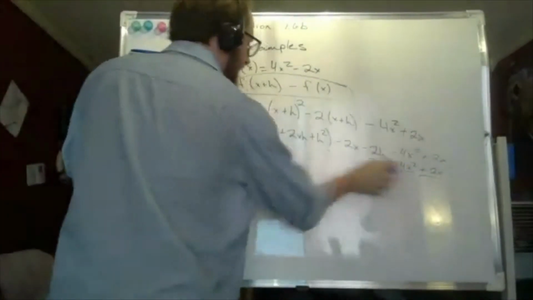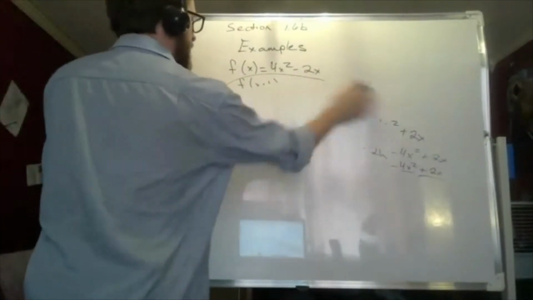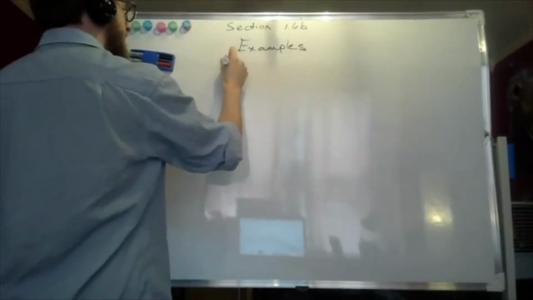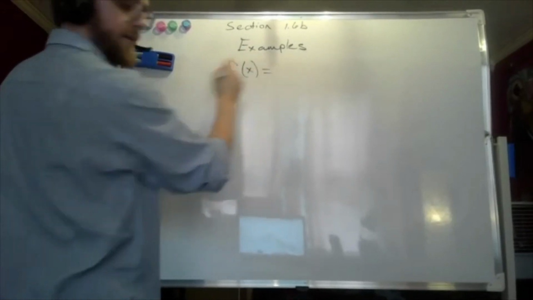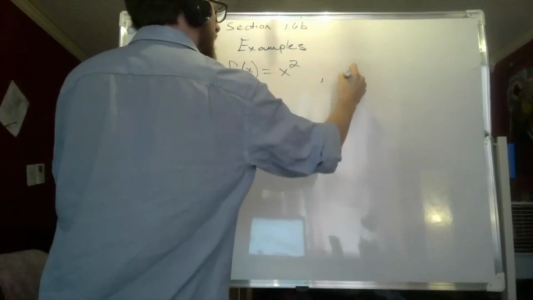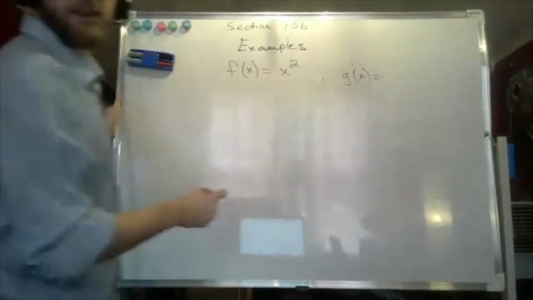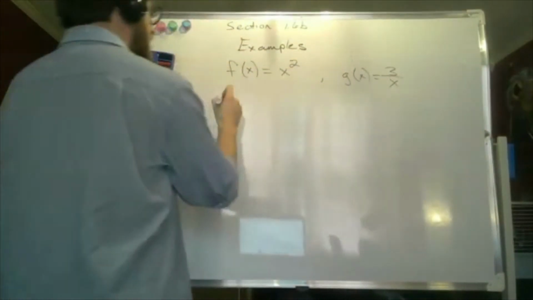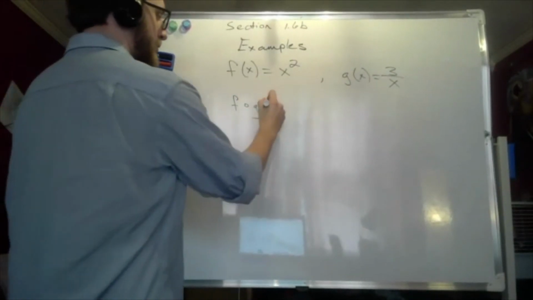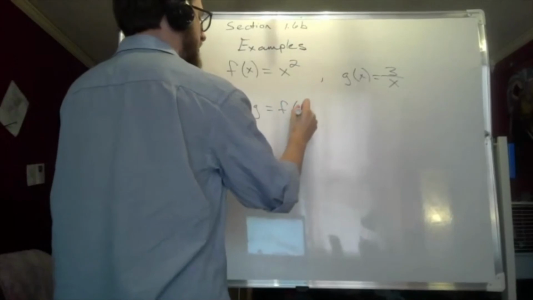And then the last thing I would like to look at, just to make sure we drive home how function composition works, is if we have the example, f of x is equal to x squared, and g of x is equal to 3 divided by x, then what is f composed with g? Or in other words, what is f of g of x?